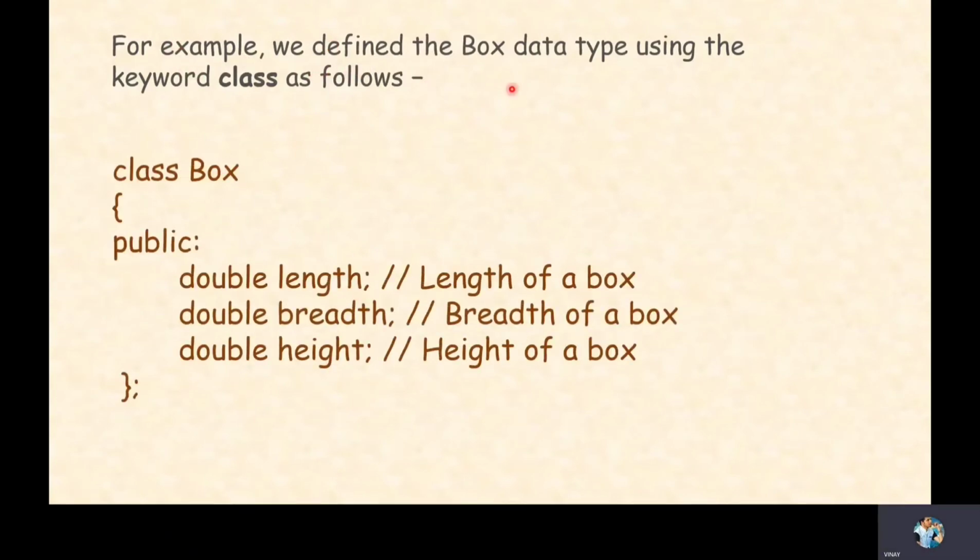For example, we define the class Box data type using the keyword class as follows. Class Box is the class name, open curly braces, public is an access specifier, and here see double is the data type and length is the variable, meaning data member. Double is the data type, breadth is the variable. Double is the data type, height is the variable. Means these are data members of the class Box, and close with the closed curly bracket with semicolon.